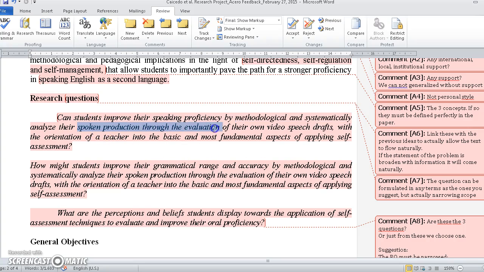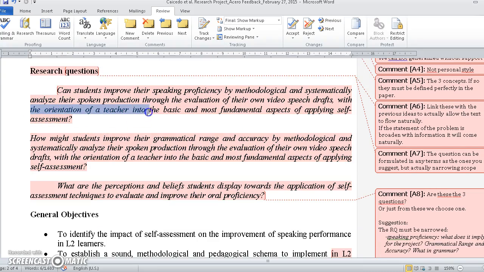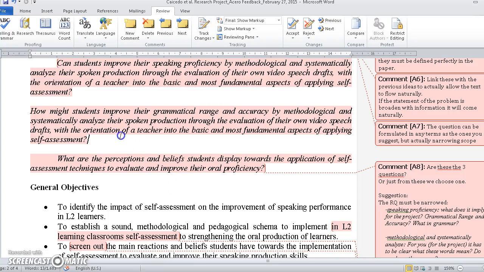The issue of self-evaluation needs to be very clear in our project. The part about the orientation of a teacher is obvious, so we don't need to include it here. I think you can continue playing with the "can students" or "how might" or "what are" forms. Talking about perceptions is a different issue.